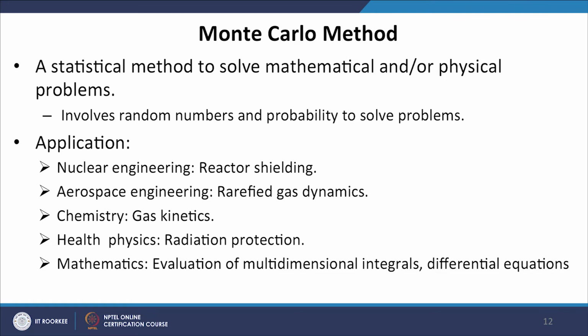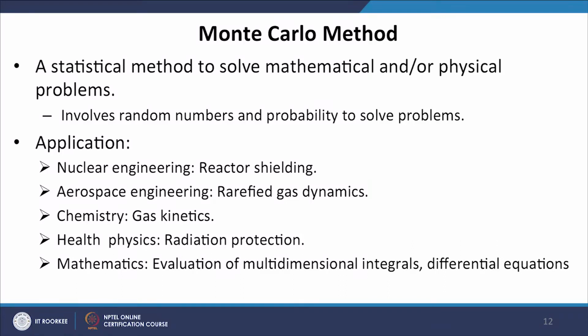Okay. The last in this series of view factor calculation methods is the Monte Carlo method. Monte Carlo method is different from all other methods in the sense that it is based on statistical methodology. It requires random numbers, and the method is not just used in view factor calculation. It is used in a large number of problems, be it in nuclear engineering, aerospace, chemical kinetics, health physics or mathematics. Any complicated mathematical or physical problem can be solved using the Monte Carlo method.